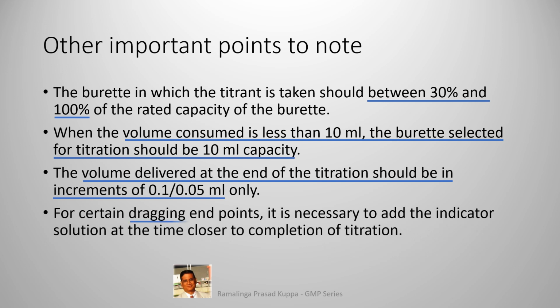For certain dragging endpoints, it is necessary to add the indicator solution at a time closer to the completion of titration. Particularly when you are carrying out iodometric titrations, the starch indicator must be added only when the titrated substance turns light brown color. Then for the endpoint, a sharp change from blue to colorless can be achieved easily. If you are adding the starch iodine solution in the beginning itself, the endpoint will be much more dragging.